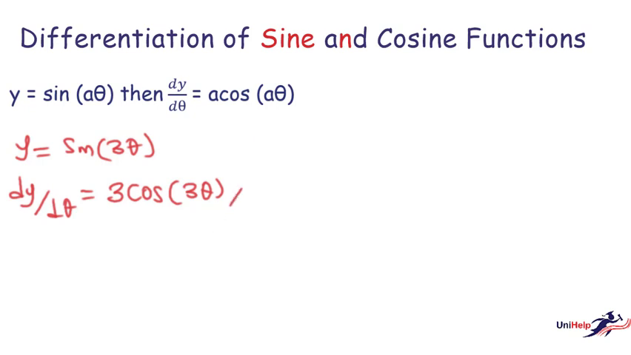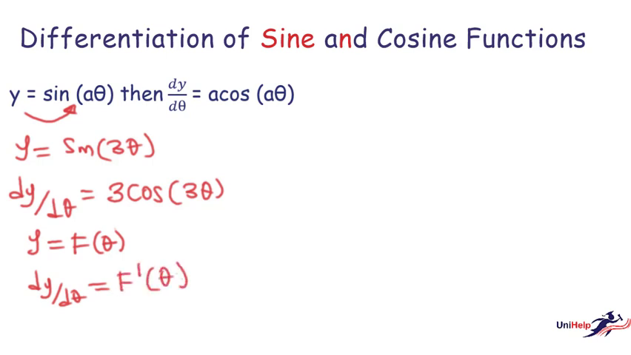differentiating a sine function. It should also be noted that y is a function of theta. Therefore, y could also be written as f of theta, and its derivative, dy d theta, written as f prime of theta.